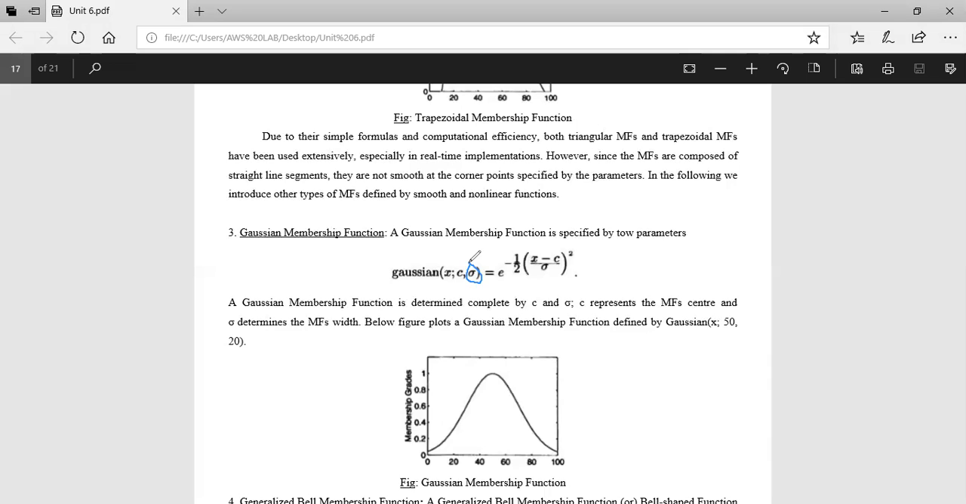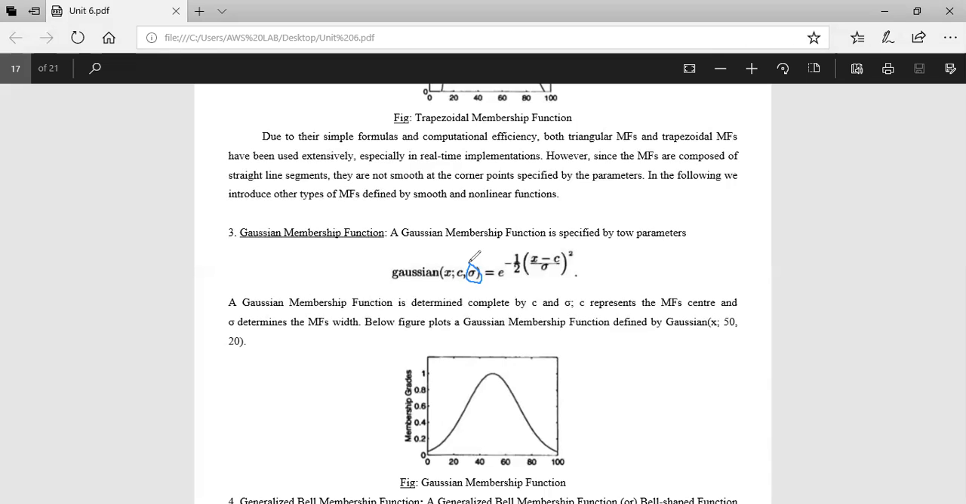So Gaussian of x colon c comma infinity is equal to e power minus 1 by 2 into x minus c by infinity whole square. So a Gaussian membership function is determined completely by c and infinity. C represents the membership function center and the infinity determines the membership function's width. So one specifies the width, the other specifies the center.